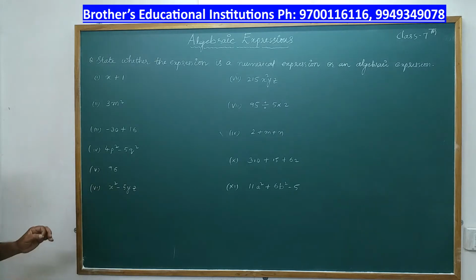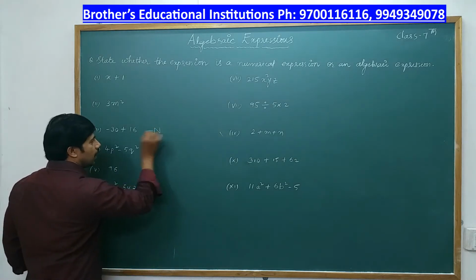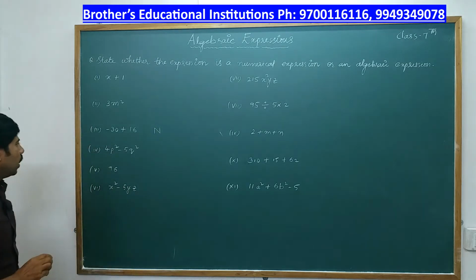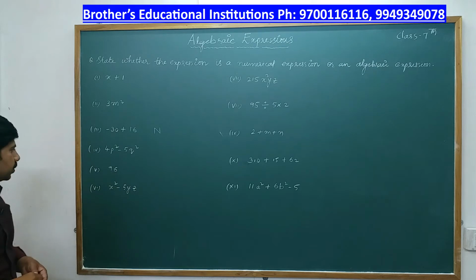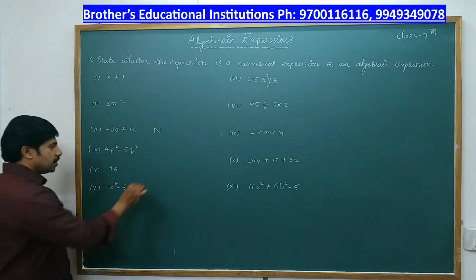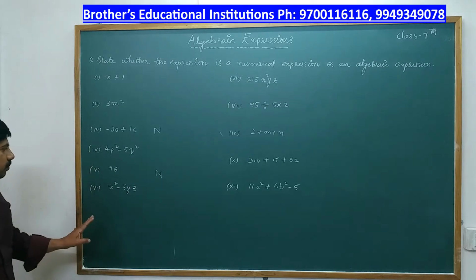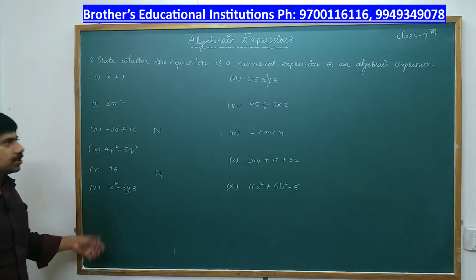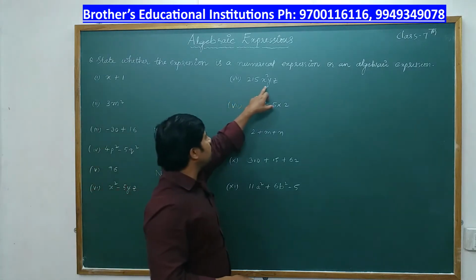State whether the expression is numerical or algebraic. So this is clearly numerical. Okay, numerical. And 4p square minus 5q square is an algebraic expression. 96, it is a numerical expression. Okay, x square minus 5yz, it is an algebraic expression. Only I am representing numerical here. And 215 x square yz.